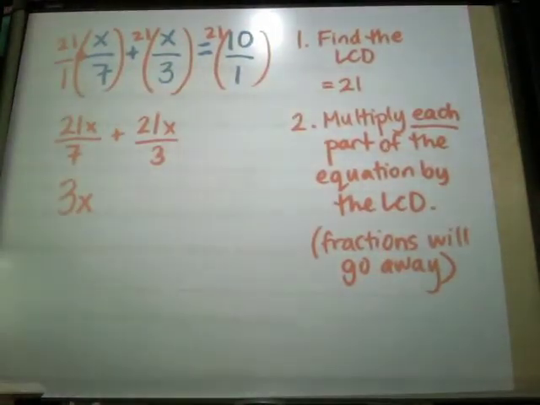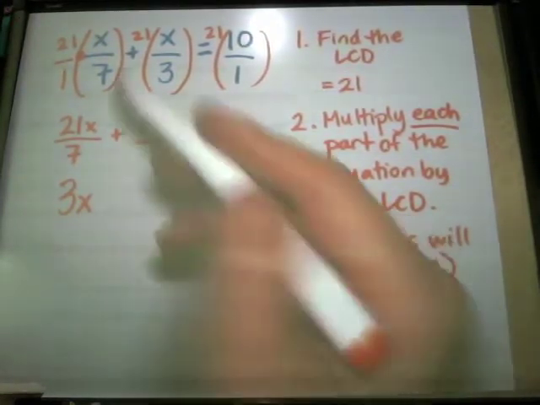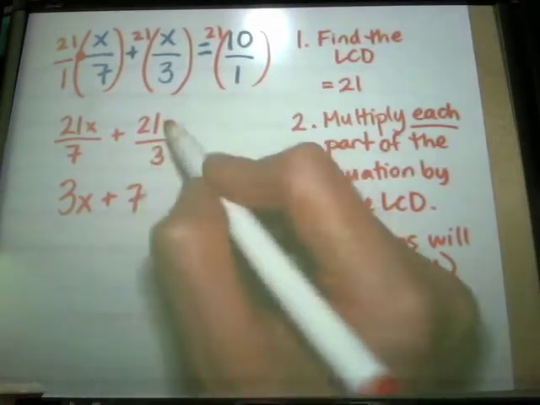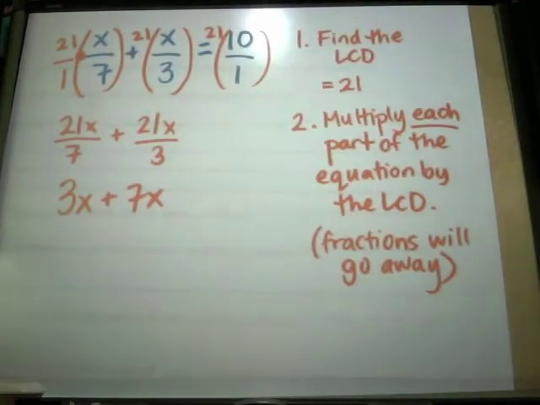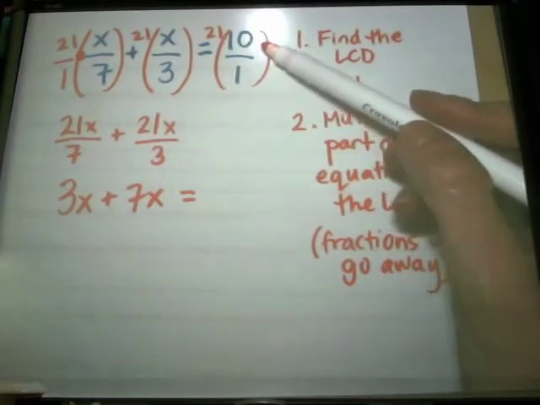Right? And if you're not sure how I got any of these steps, just raise your hand, I'll explain it again. 21 divided by 3, 7 times x, 7x. Finally, this one will be even easier, 21 times 10.